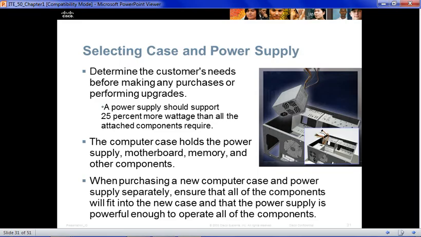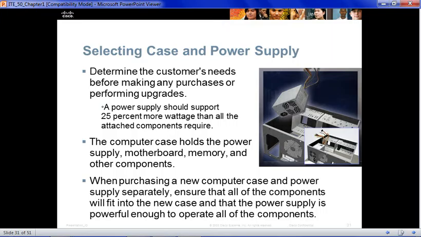Today we're going to look at a section in Chapter 1, which is selecting and replacing computer components. This section deals mainly with doing upgrades or replacing parts on the computer. There are certain things that you need to take into consideration and that you want to remember.